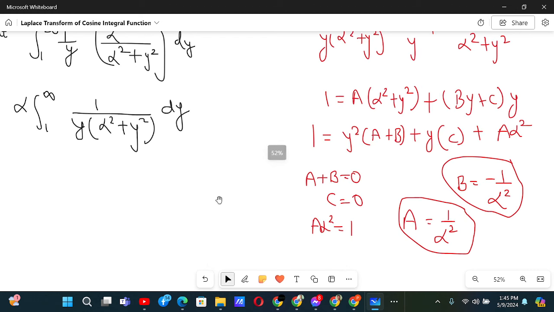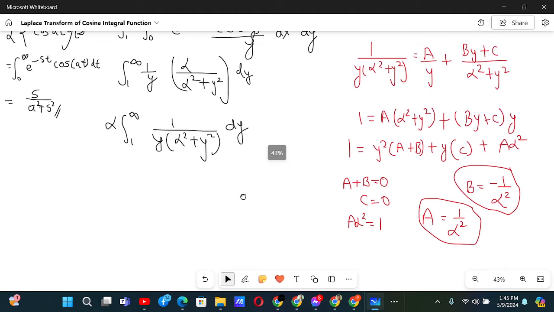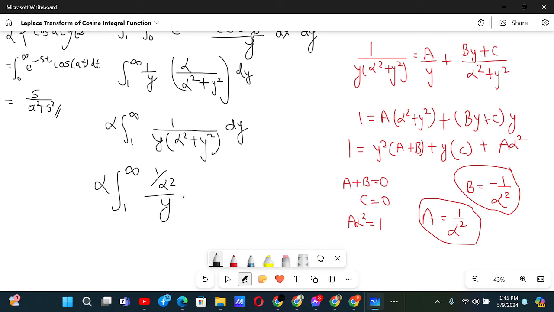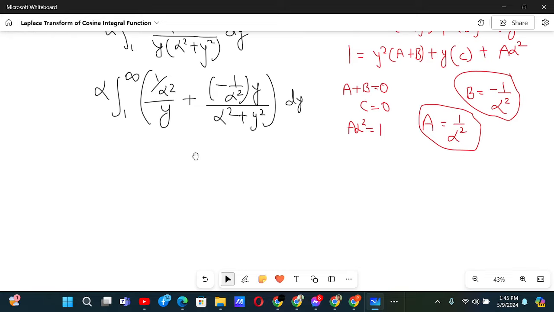Now let's use the partial fractions that we have got. So this integral over here can be changed to a, which is 1 by alpha square, by y, plus b, which is minus 1 by alpha square, times y, c is just 0, doesn't matter, by alpha square plus y square dy. Yes, and now let's integrate.